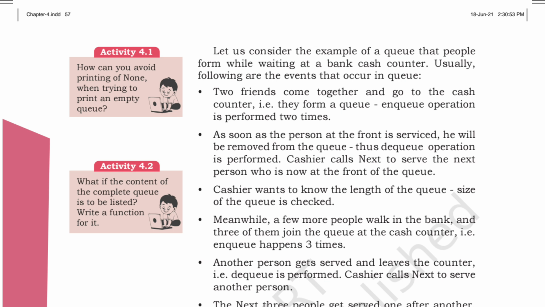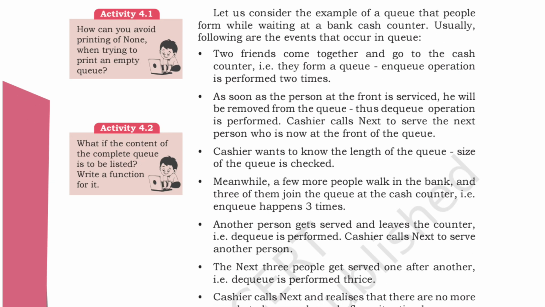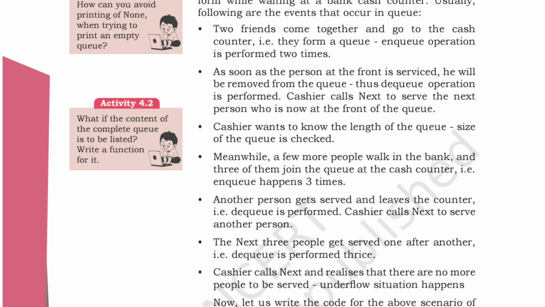Then the cashier calls next to serve the next person who is now at the front of the queue. So the cashier calls the next one to be served, and then the front of queue operation is performed again. Then the cashier wants to know the length of the queue, that is, the size of the queue is checked.